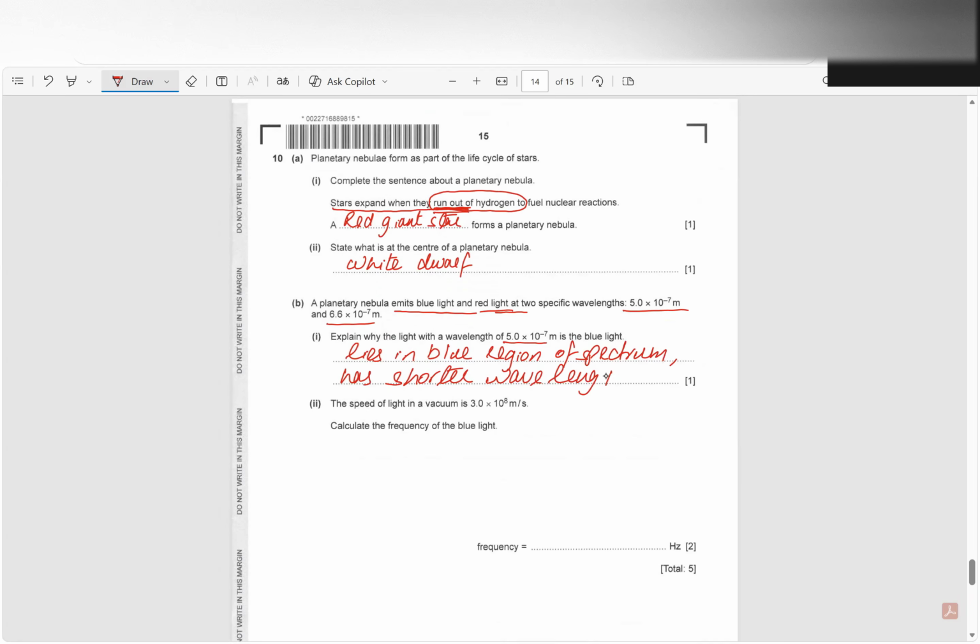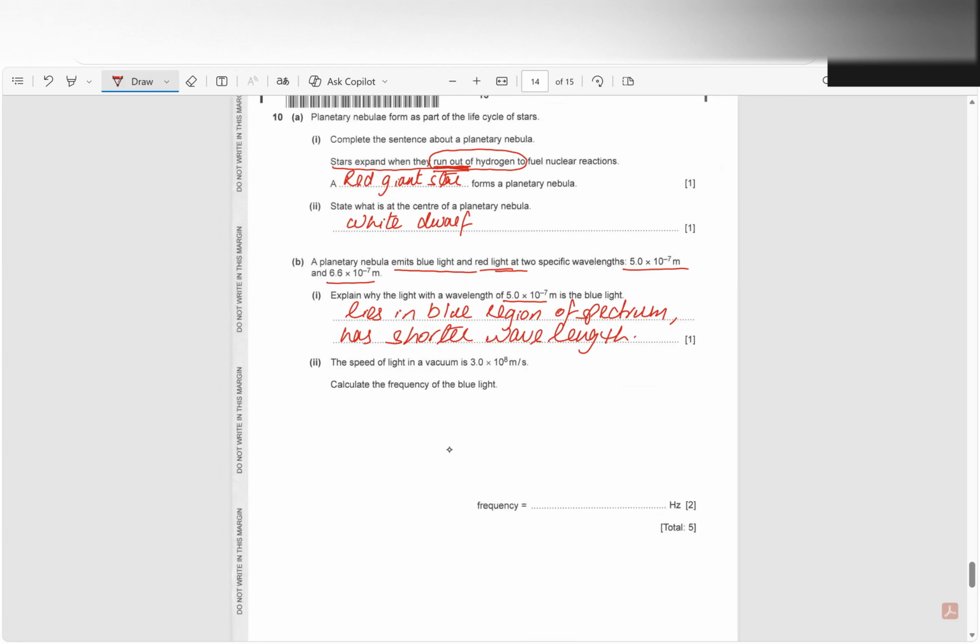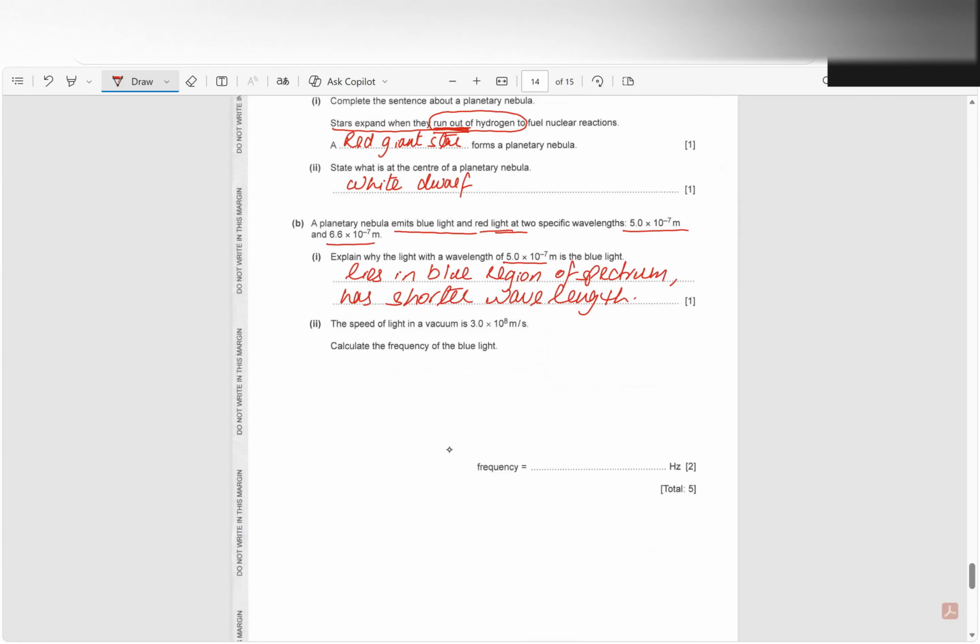Moving on. The speed of light in vacuum is 3 into 10 raised to the power 8 meter per second. Calculate the frequency of blue light. The examiner in the previous part already gave us the wavelength of blue light, which was 5 into 10 raised to the power negative 7. So this is the information that we require because there's a formula which connects the three.